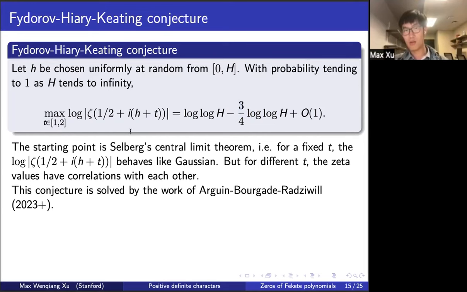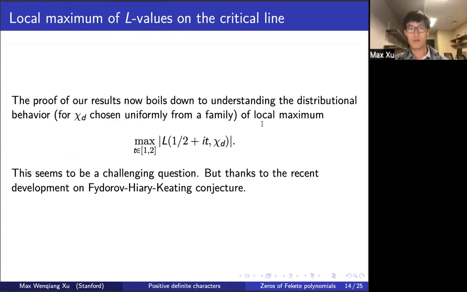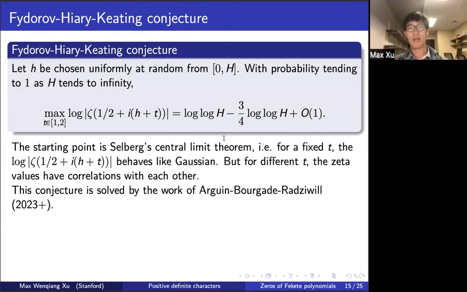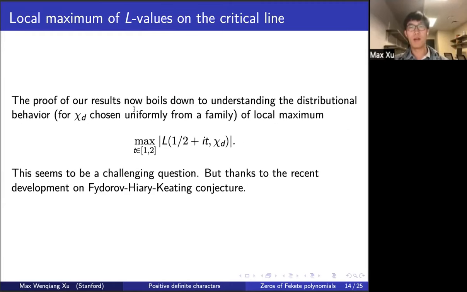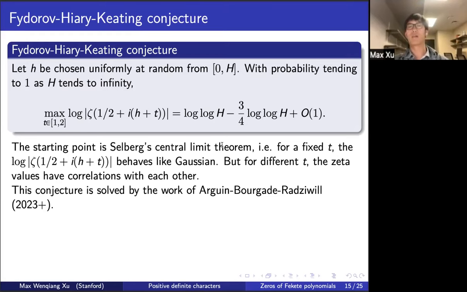Nevertheless, this is what we know along this line about log zeta. And now what we care about, if you remember, is the local maximum, but of L of half plus it of chi d. And why are these two connected? Let's look at the randomness. The randomness in FHK is h running over a certain big interval. But here we don't have h, we just have a t, and we have chi d. So how do we make that connection? That's probably the key. Okay, so suppose you are an expert who worked on the FHK conjecture before; after this slide, maybe you can leave now.